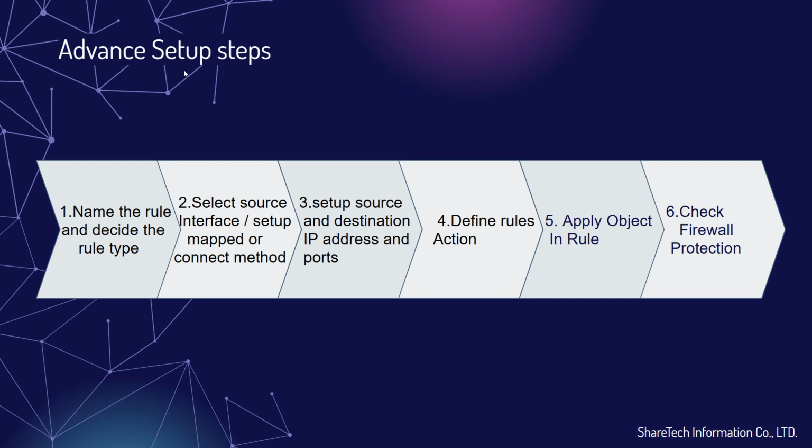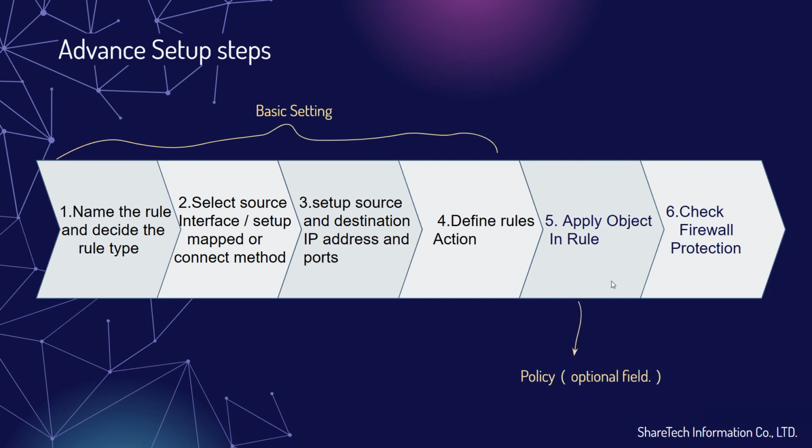Next is Advanced setup steps. The first 4 steps are the basic settings for security policy, and this part must be configured. Step 5, policy, is an optional field. It allows the administrator to decide whether to apply control updates to the rules, such as bandwidth control or application control. Even if no control updates are applied, the rule will still be effective.